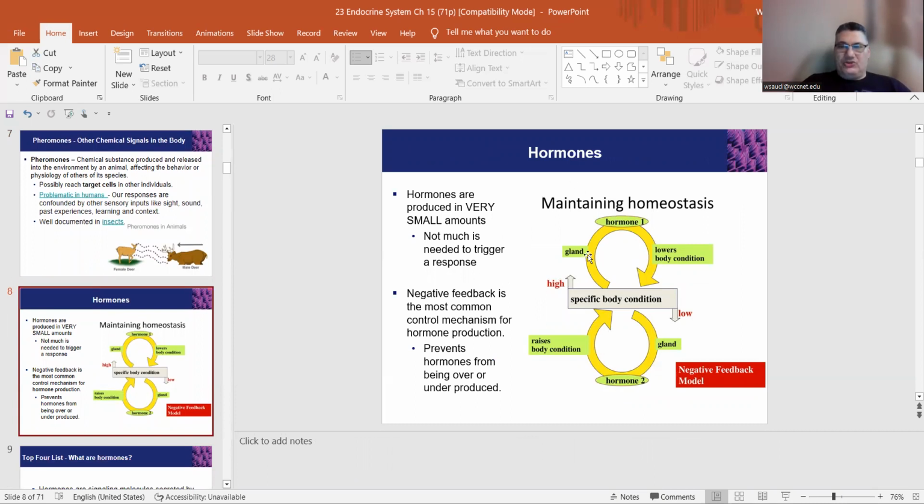Hormones, again, are produced and go into the blood, reaching a specific organ. And when it goes down, by negative feedback, we are going to increase it. If it goes up, it's too much, we're going to lower it down. If you still remember the negative feedback, let me give you an example here.